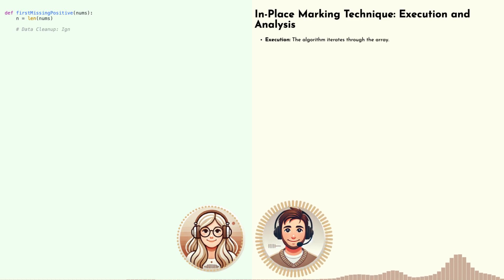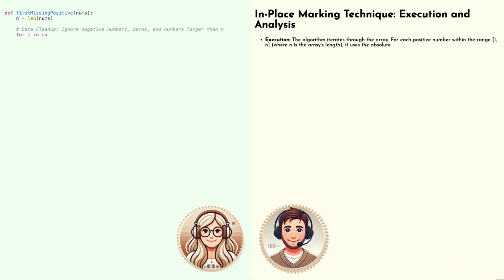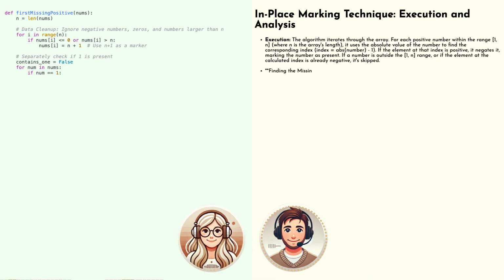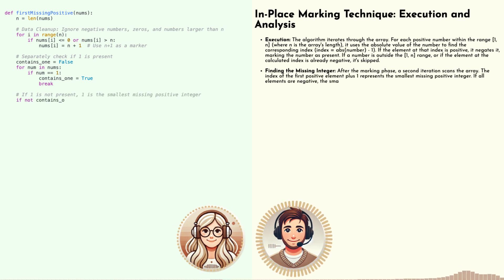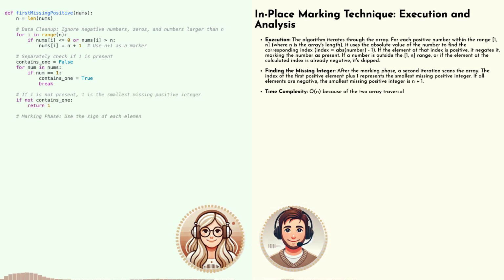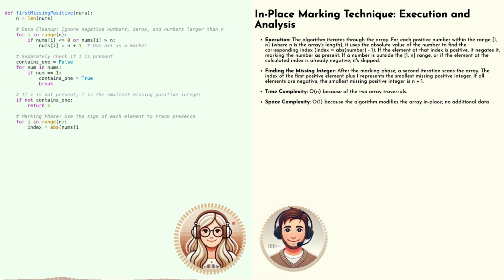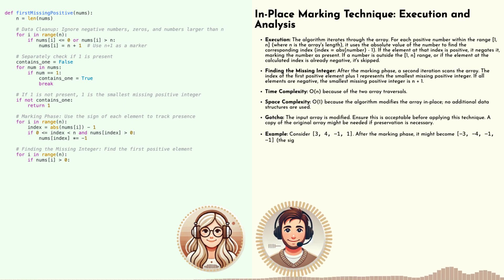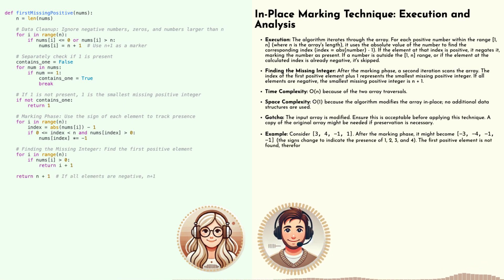All right, so we've prepped our array, we have our marking strategy. How do we put this in-place marking into action? Let's break it down step by step. We start by iterating through our cleaned up array. For each number, we take its absolute value. So if we see the number 3, we'd be looking at index 2. Right, because we're using zero-based indexing. Now, we check the element at that index. If it's positive, we negate it. That's our mark. So finding 3, if the element at index 2 is positive, we flip it to negative. That tells us 3 is present somewhere in the array.